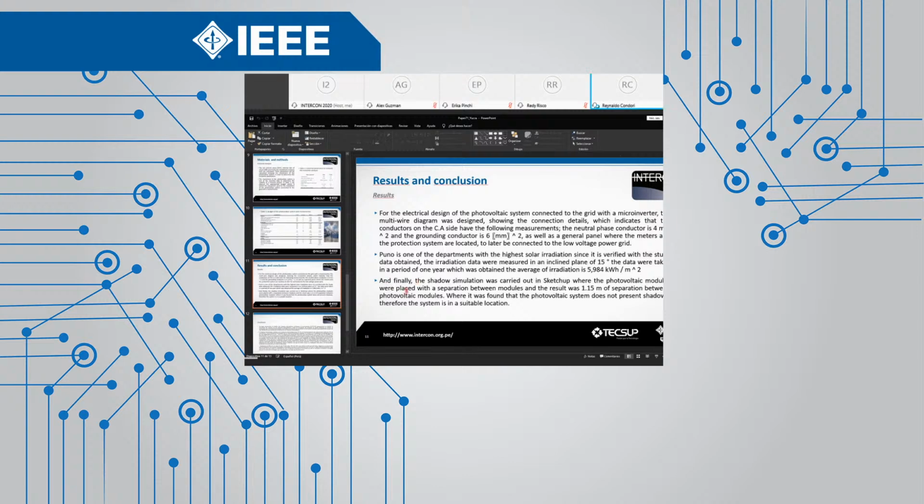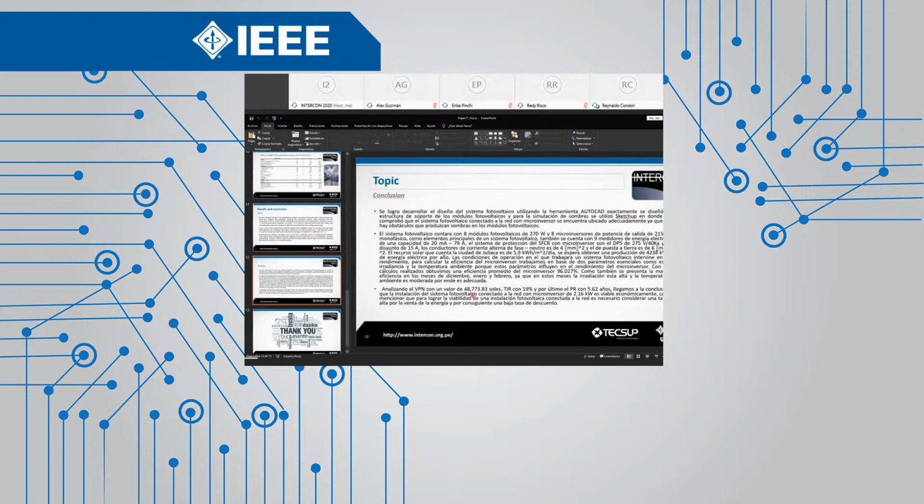And finally, the shadow simulation was carried out in SketchUp, where the photovoltaic modules were placed with a separation between modules, and the result was 1.15 meters of separation between photovoltaic modules, so this does not present shadows. Therefore, the system is in a suitable location.